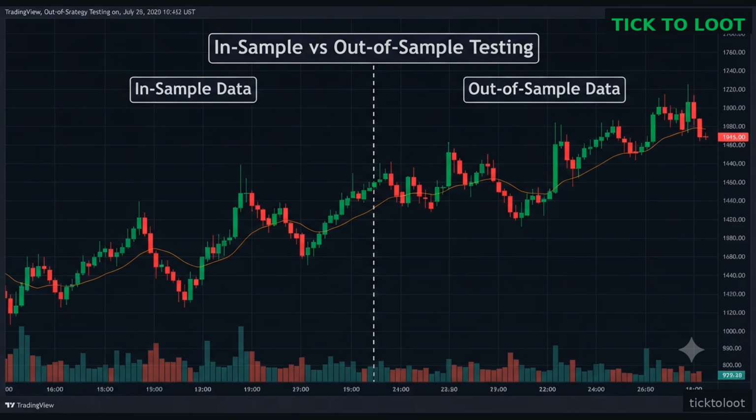In-sample and out-of-sample testing are two crucial concepts in algorithmic trading that can make or break your strategy. In-sample testing refers to the process of testing your trading strategy on historical data that you have used to develop and optimize your strategy. On the other hand, out-of-sample testing refers to the process of testing your strategy on new, unseen data that your strategy has not been trained on. This is important because it helps you evaluate the performance of your strategy in real-world conditions.